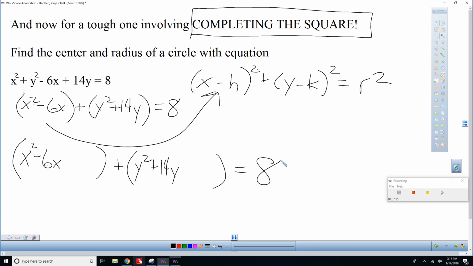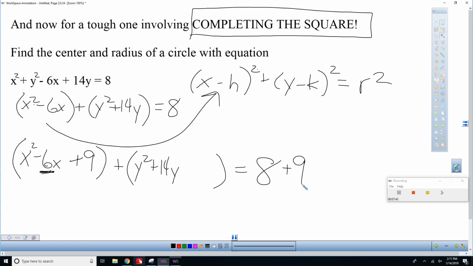Now, what could I add here so that I made this thing a perfect square? The trick is take half of 6. So what's half of 6? It's 3. And then square that. Okay? And you might be thinking, what? You're not allowed to do that? You're right. I'm not allowed to do that. So let me add 9 to this side. And now I have done nothing illegal. I've simply added 9 to both sides. Why did I add 9 to both sides? Stay tuned.